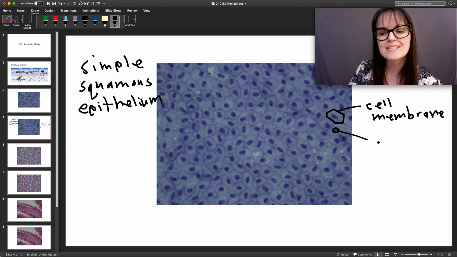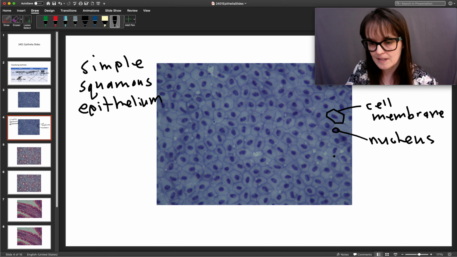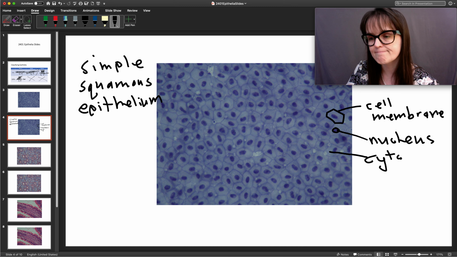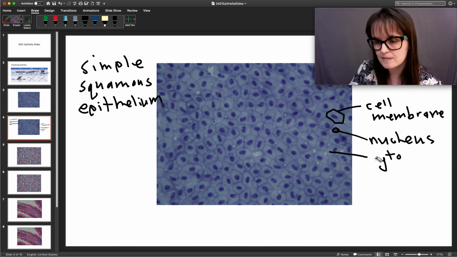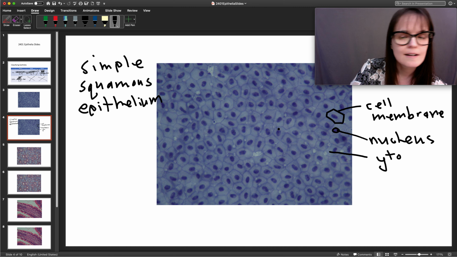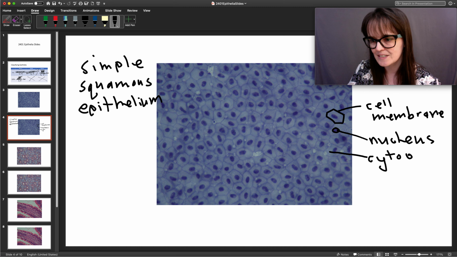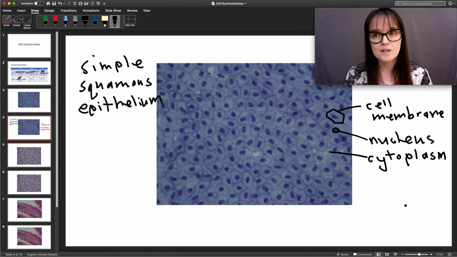And what is the structure at the pointer? It is a nucleus. And what's all this stuff in between the cell membrane and the nucleus? That is cytoplasm. That's a C. Can I erase? Let's find out. There you go. That's what they can ask on this slide.